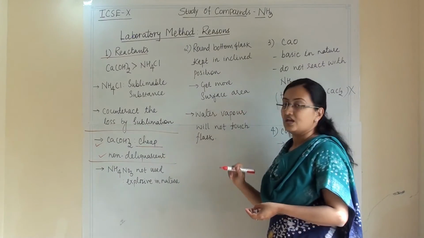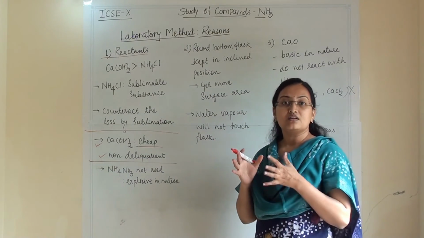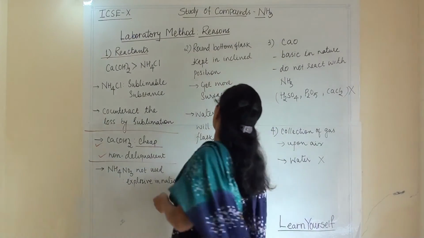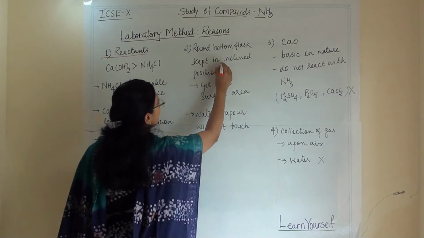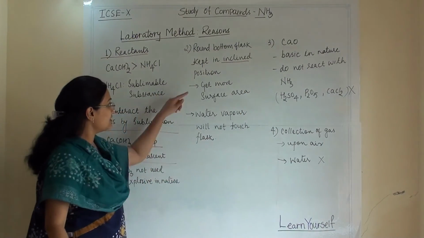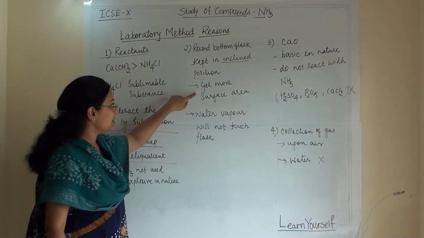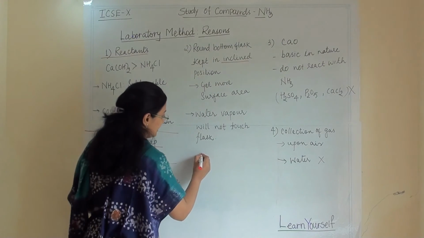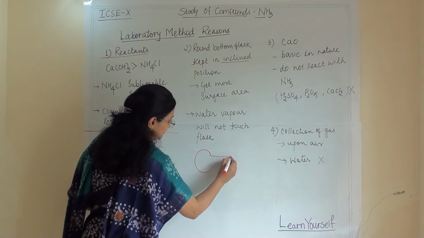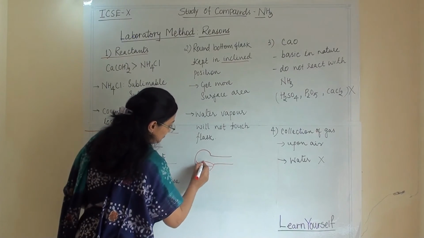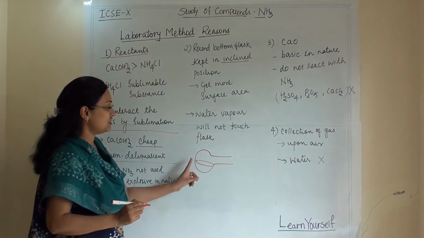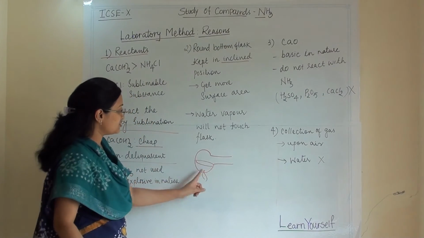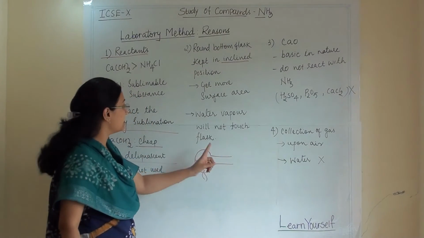Then second, regarding our apparatus, why are we keeping the round bottom flask in an inclined position? There are two reasons for that. To get more surface area: when we keep it like this, we get more surface area for the reactant to heat. So that's why we are keeping it inclined.